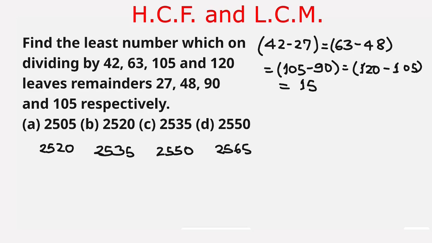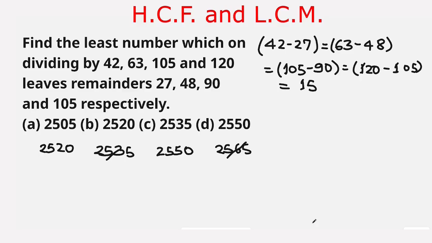As the number must be divisible by 120, the answer must end with 0, as 120 has 0 at the end of it. So only options A and C end with 0 when 15 is added to them. It means that options B and D are not our answers.